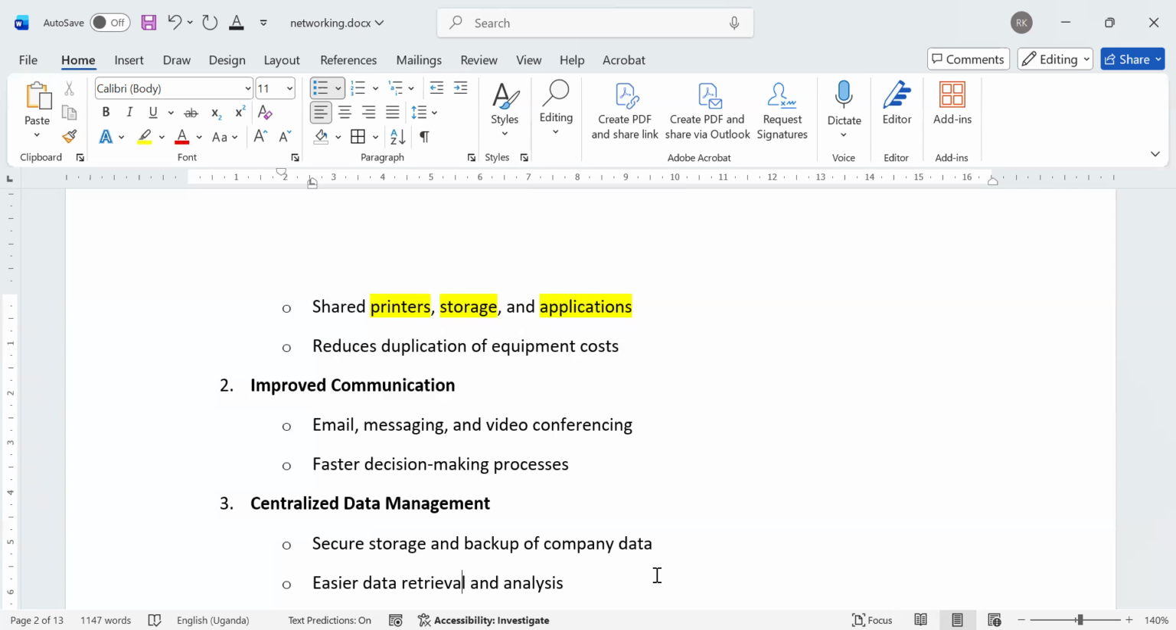So secure storage and backup of company data. By the way, so many people in organizations today, you find them thinking that putting your work on the flash, then you have backed it up. That is dangerous. The flash can easily get lost. Also, it can get spoiled. So the best thing is get a storage device. There's what we call a network storage device.